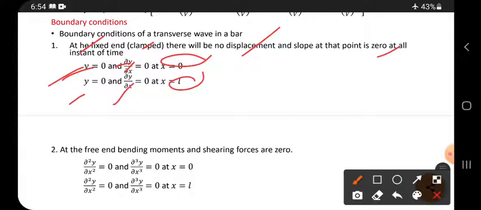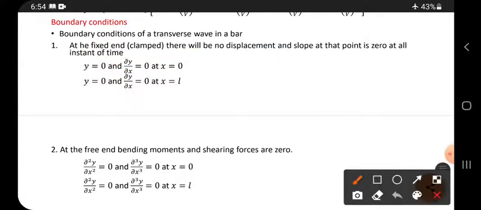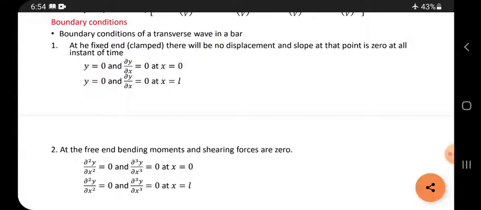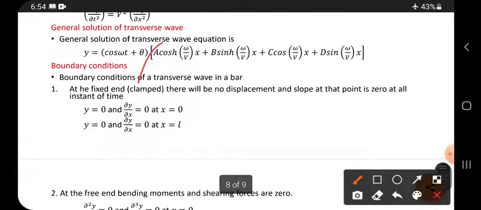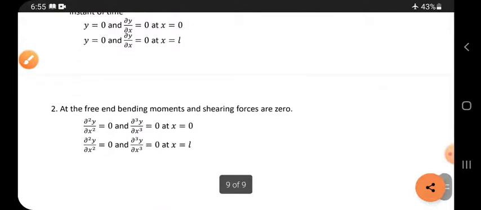In the previous question, we wrote y equals 0 at x equals 0 only. But here, at x equals 0, two conditions are coming. Right? At x equals 0, two conditions, and at x equals L, two conditions. So we get 4 conditions. Why? Because 4 constants are there in the equation, A, B, C, D. To get 4 constants, we must apply 4 conditions: at the first end 2 conditions, at the second end 2 conditions. That is for the fixed end only. And for the free end?